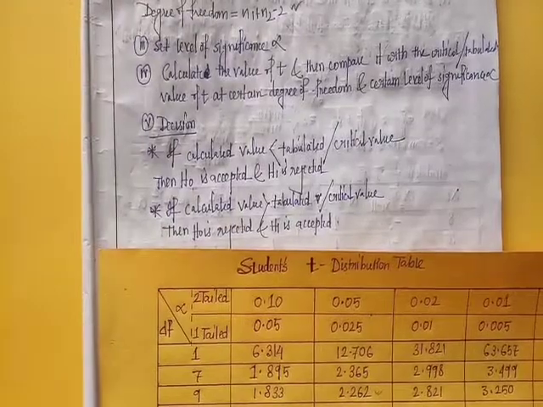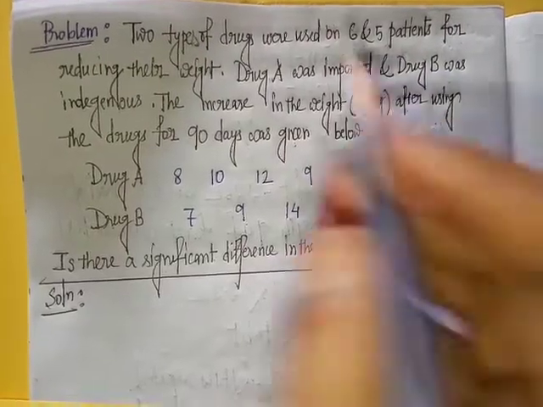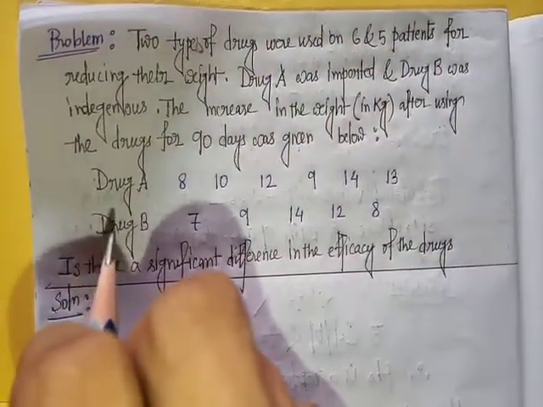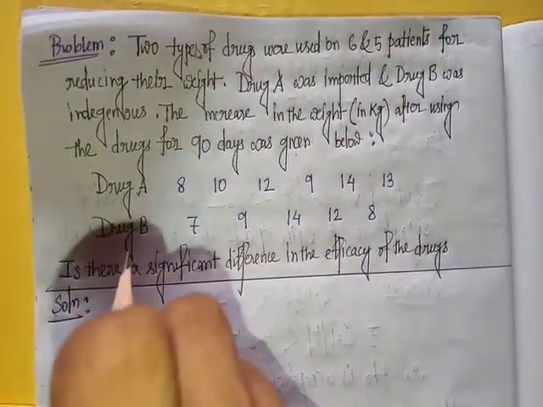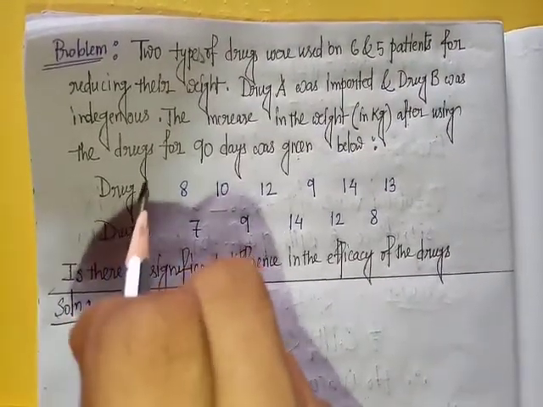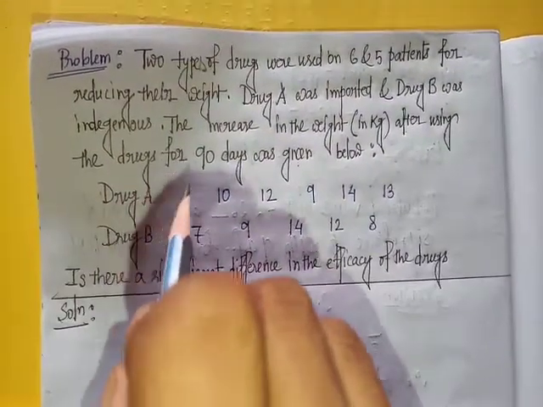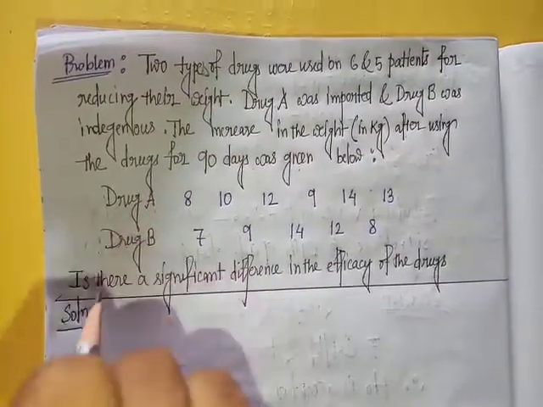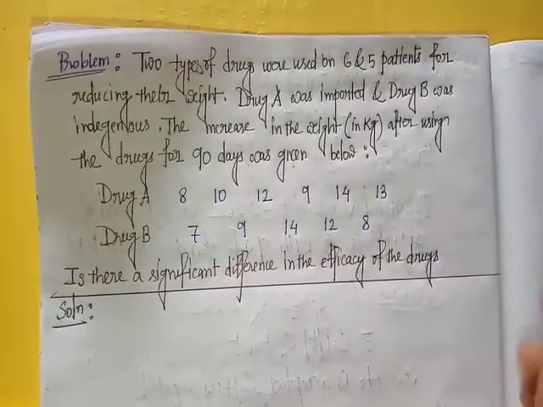Next, we will discuss a problem. Two types of drugs were used on 6 and 5 patients for reducing their weight. Drug A was imported and drug B was indigenous. The increase in the weight in kg after using the drug for 90 days was given below. Is there a significant difference in the efficacy of the drugs?